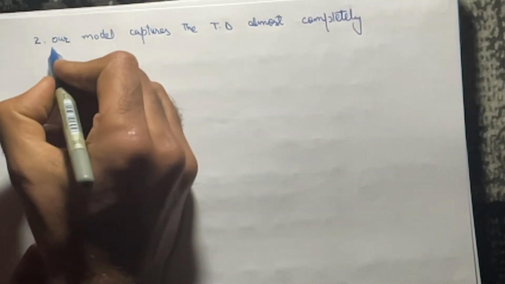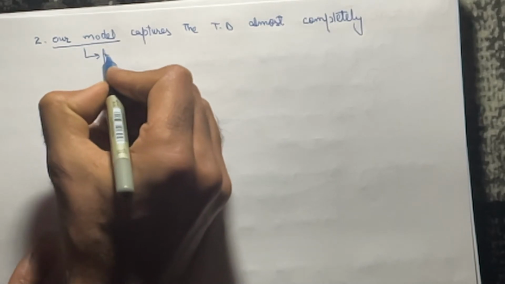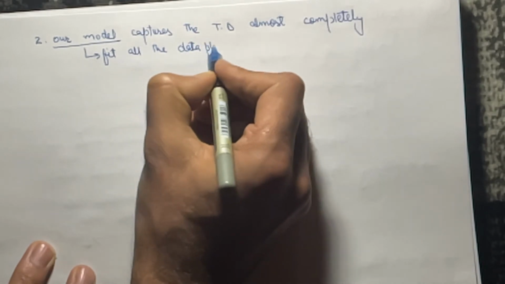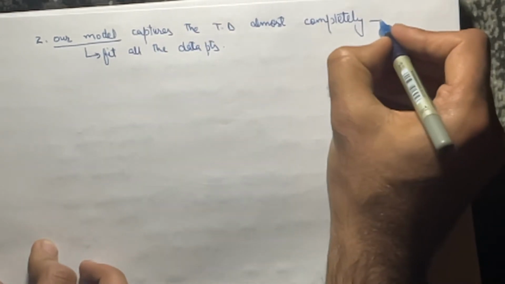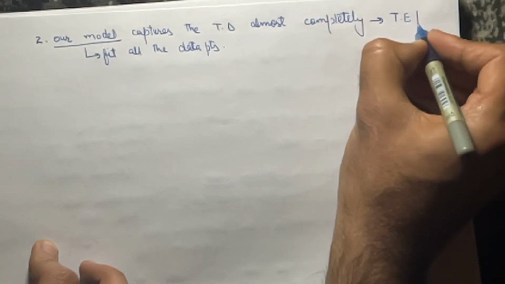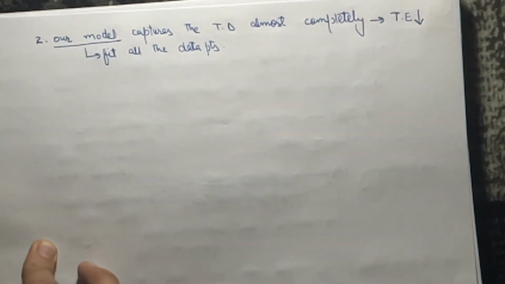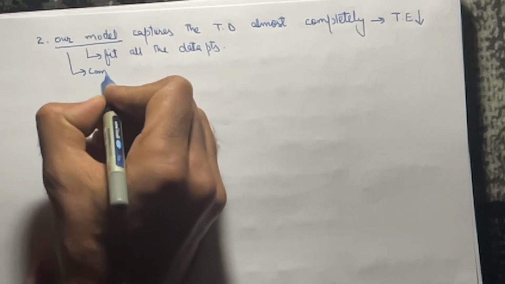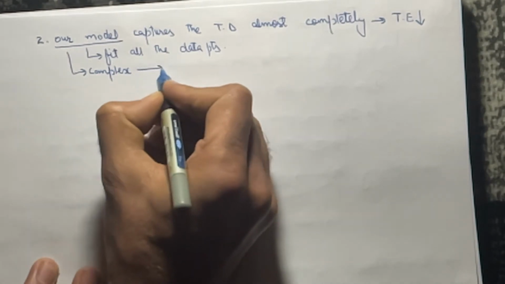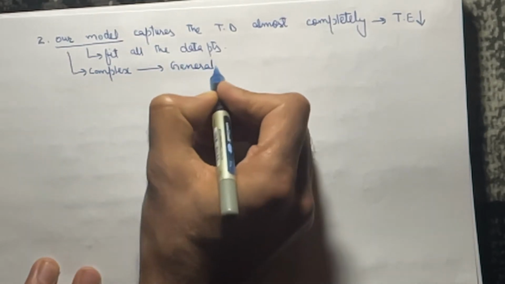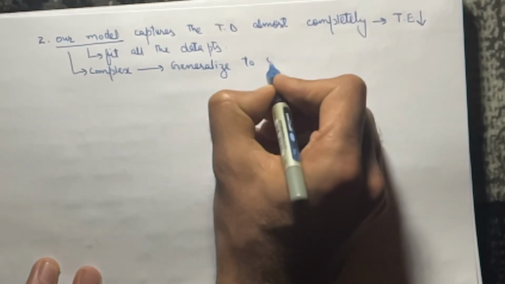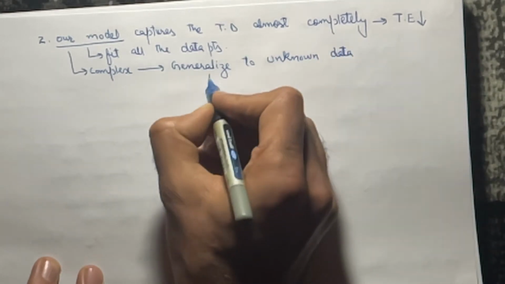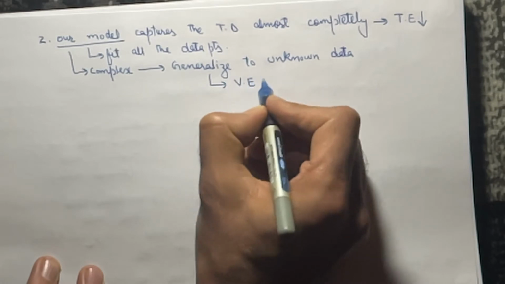So that means this model tries to fit all the data points in the training data set. So this will result in very less training error. But this model, if it is a more complex model, won't generalize to unknown data. And if it is not generalizing to unknown data, that means our validation error will be very high.